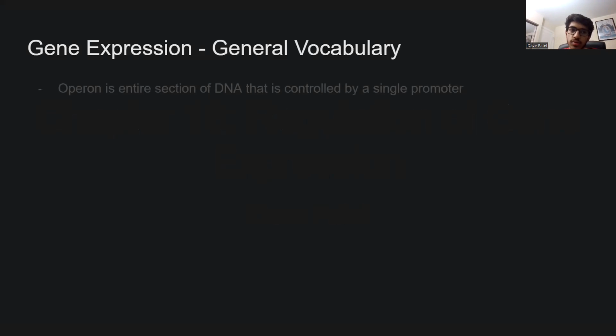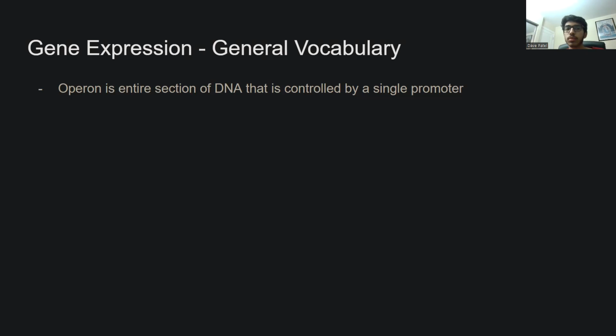So to start off, just some general vocabulary that's going to show up throughout the rest of this unit. Anytime you even talk about gene expression, you're probably going to need to know these vocab terms. First of all, you have an operon, which is just an entire section of DNA that is controlled by a single promoter. For example, you have the lac operon, which involves the transport of lactose in prokaryotic organisms across the plasma membrane.